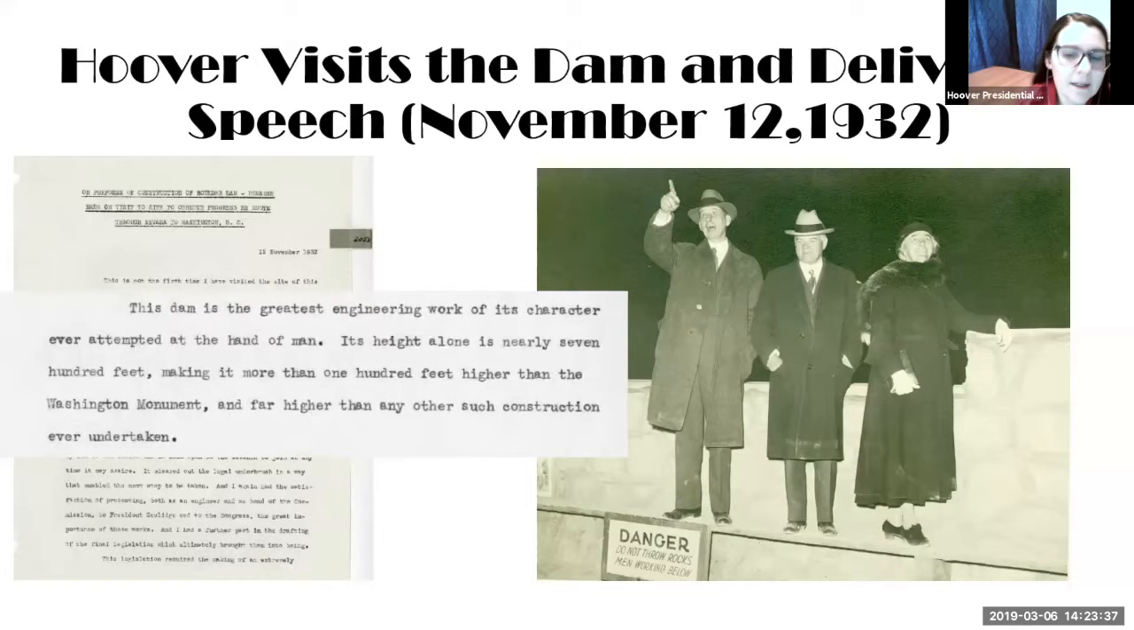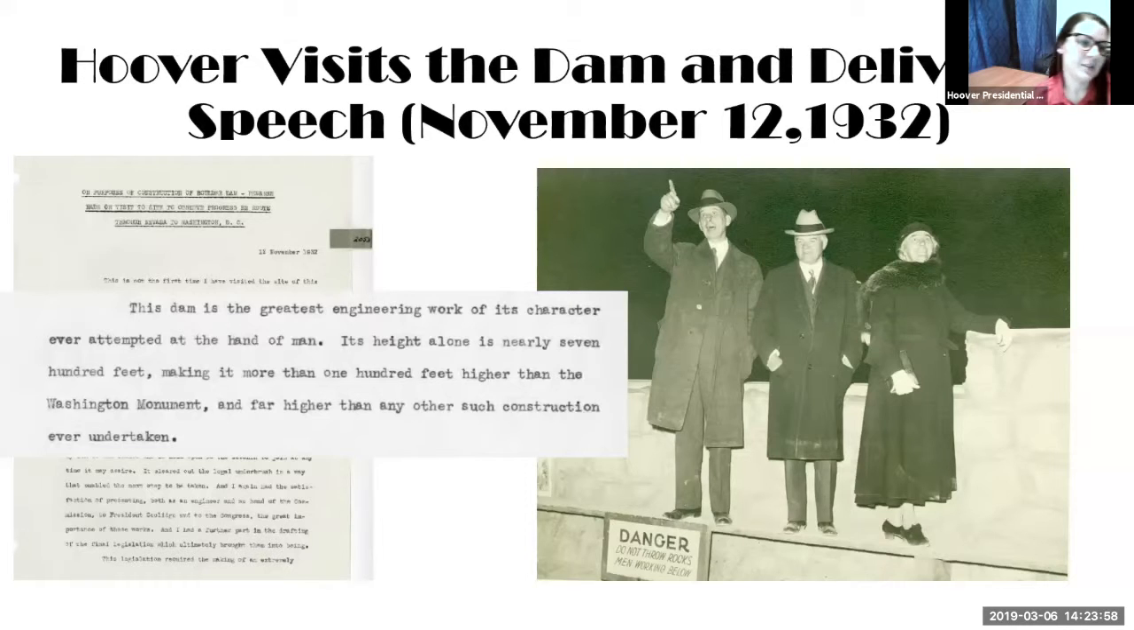So in 1932, Hoover goes to the Hoover Dam, and he says in this speech that it wasn't the first time he'd visited the dam, but this is the only picture we have of him at the dam. And that is his wife, Lou Henry Hoover, on his left, and on his right is Wilbert Lyman, and we'll talk about him in a little bit.